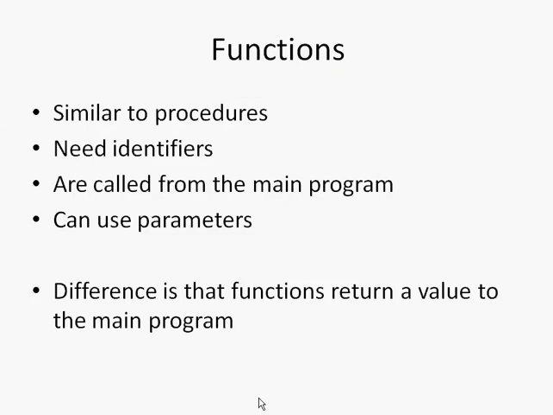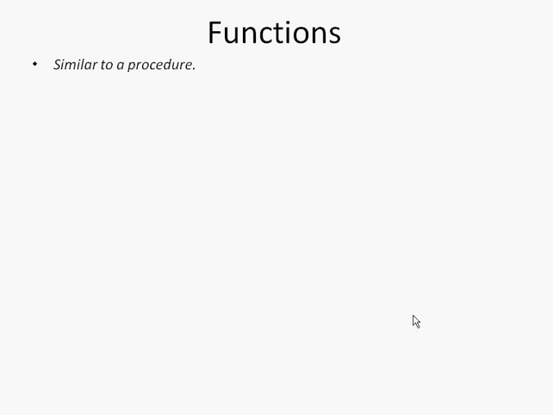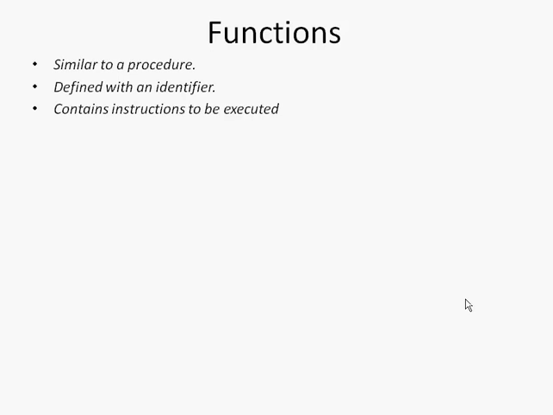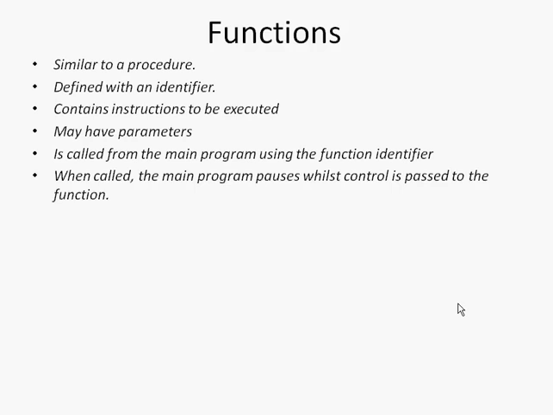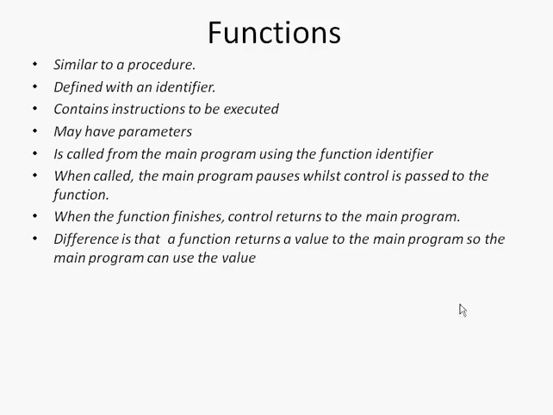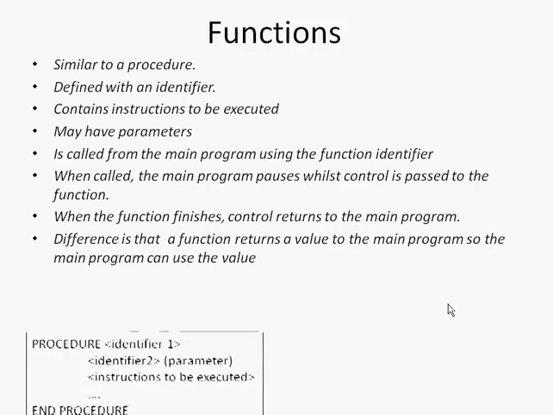So let's just define function. Similar to a procedure, defined with an identifier, contains instructions to be executed, may have parameters. Is called from the main program using the function identifier. When called, the main program pauses whilst control is passed to the function. When the function finishes, control returns to the main program. But here's the major difference: a function returns a value to the main program, so the main program can use the value, like we did in our message box.